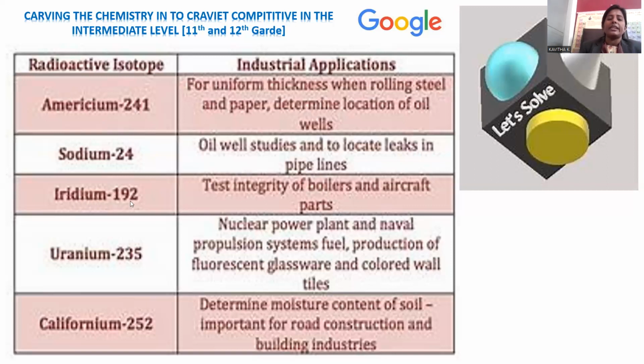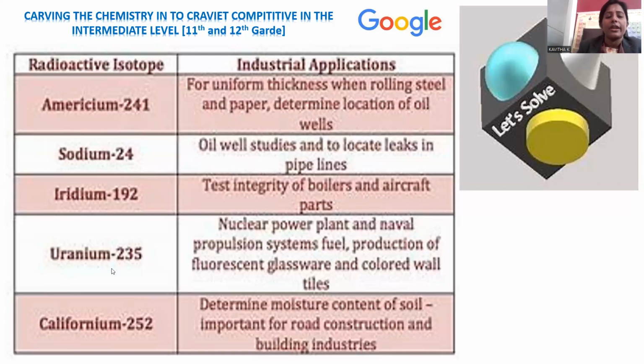And next is iridium 192. Iridium 192 is the isotope. Iridium is a d block element, a transition metal, we can say. Okay, it is used to test the integrity of boiler and aircraft parts. So this isotope iridium 192 finds its applications in boilers. During steam generation, boilers are used, no? So in that you can find its application. Aircraft parts, aircraft like aeroplanes, jet planes, helicopters, in all those regions also iridium 192 finds its applications.